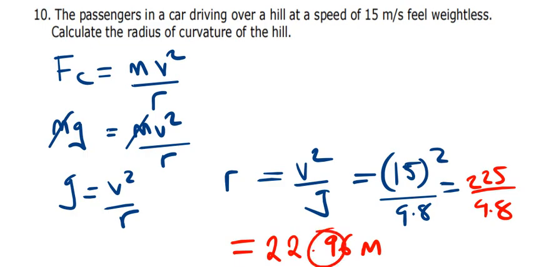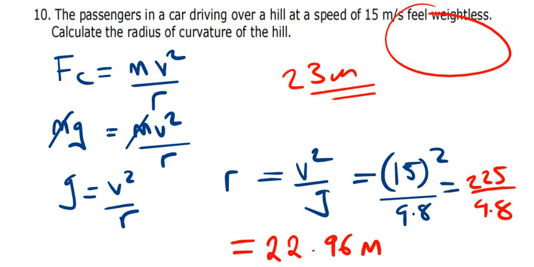If you want, you can round it off to a very nice number. I can round it off to the nearest, I can say it's 23 meters. So the hill's radius of curvature must be about 23 meters for the passengers to feel weightless, for them to feel like we don't have weight. Basically, this is how you solve these questions.